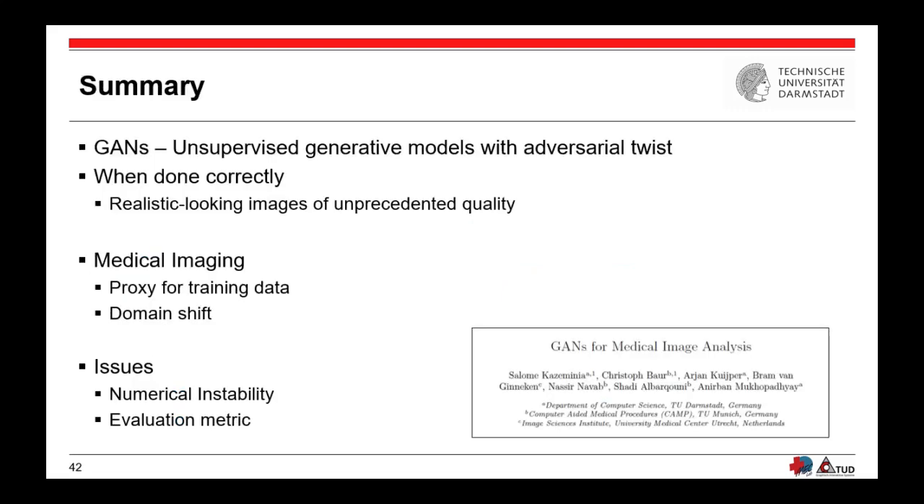In summary, GANs are unsupervised generative models with an adversarial twist. When done correctly, realistic looking images of unprecedented quality are possible. However, in medical imaging, when you are looking for a proxy for training data or dealing with domain shift problems, GANs can be quite useful as a technology. There are issues of numerical instability and evaluation metrics which you really have to keep in mind.